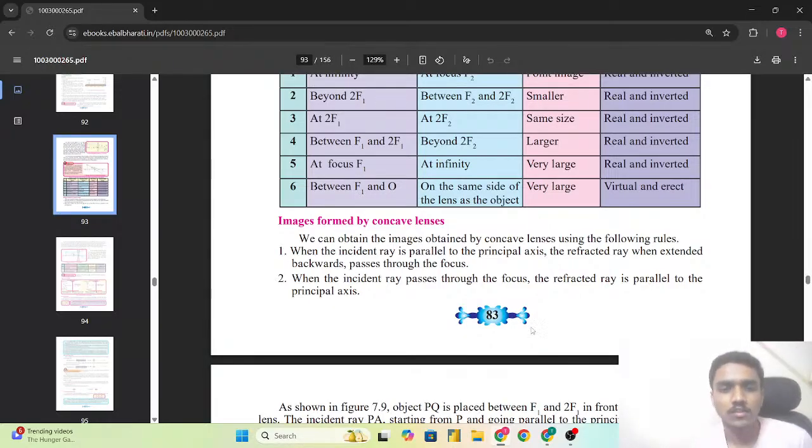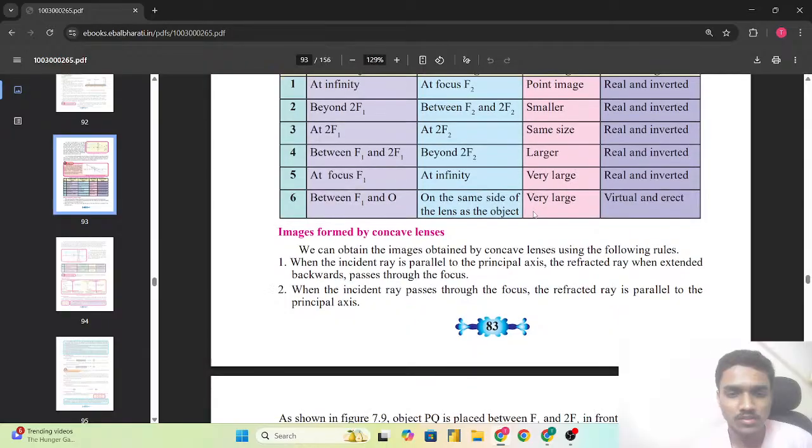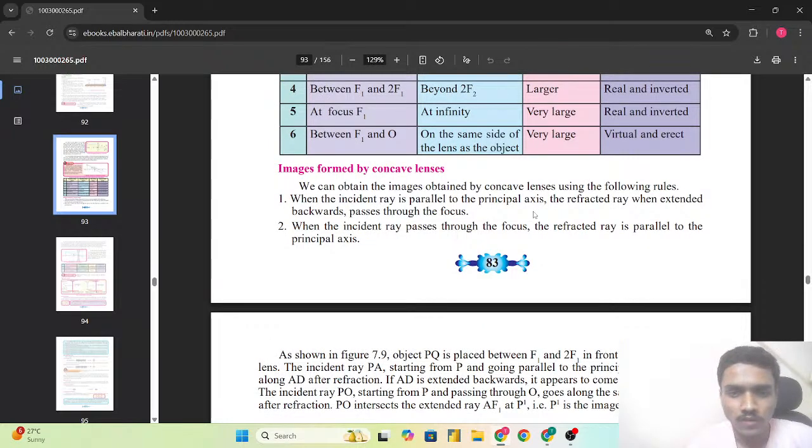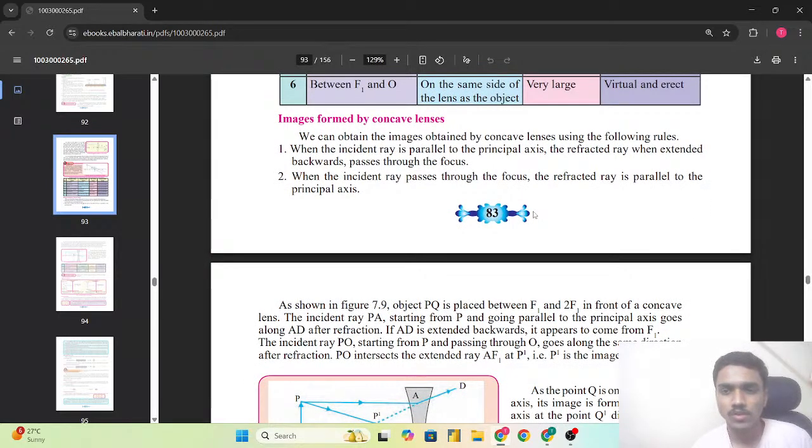Hello everyone. Up to now, we have seen the images formed by the convex lenses of the chapter, that is lenses. By the concave lenses, we can obtain the images using the following rules. When the incident ray is parallel to the principal axis, the refracted ray, when extended backwards, passes through the focus. This is one rule which we have studied, and when the incident ray passes through the focus, the refracted ray is parallel to the principal axis.